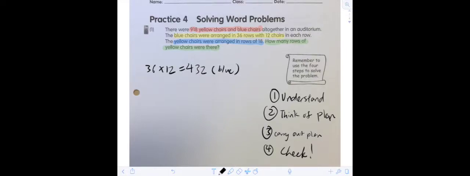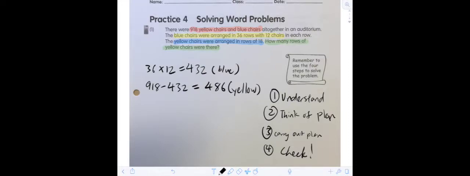Now the next line that we're going to find is how many yellow chairs there are in total. So we're going to take 918 minus 432. You will get 486. Now we know this is the yellow chairs.